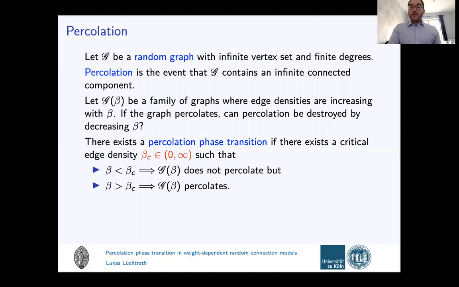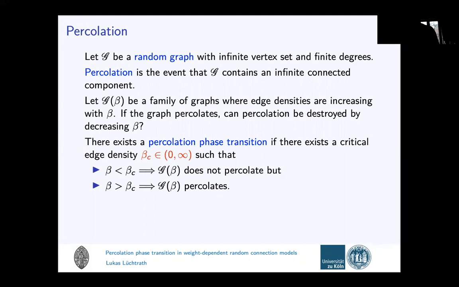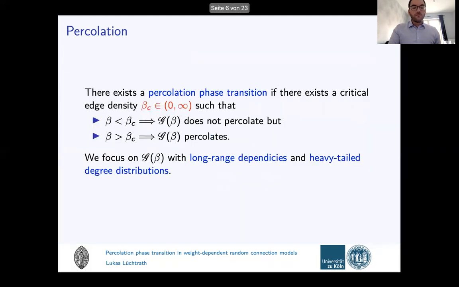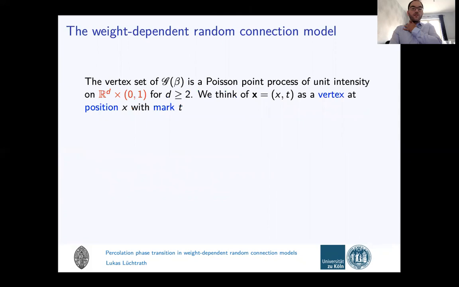And are there actually graphs with beta c equal to 0, so that there's no subcritical phase where the graph does not percolate? That would mean this graph is very robust, because reducing the temperature can never destroy the connectivity within the model as long as there's a minimum of activity going. Here we focus on graphs with long-range dependencies and heavy-tailed degree distributions. And next, I am going to describe to you the model, and later I give some examples and our main result.